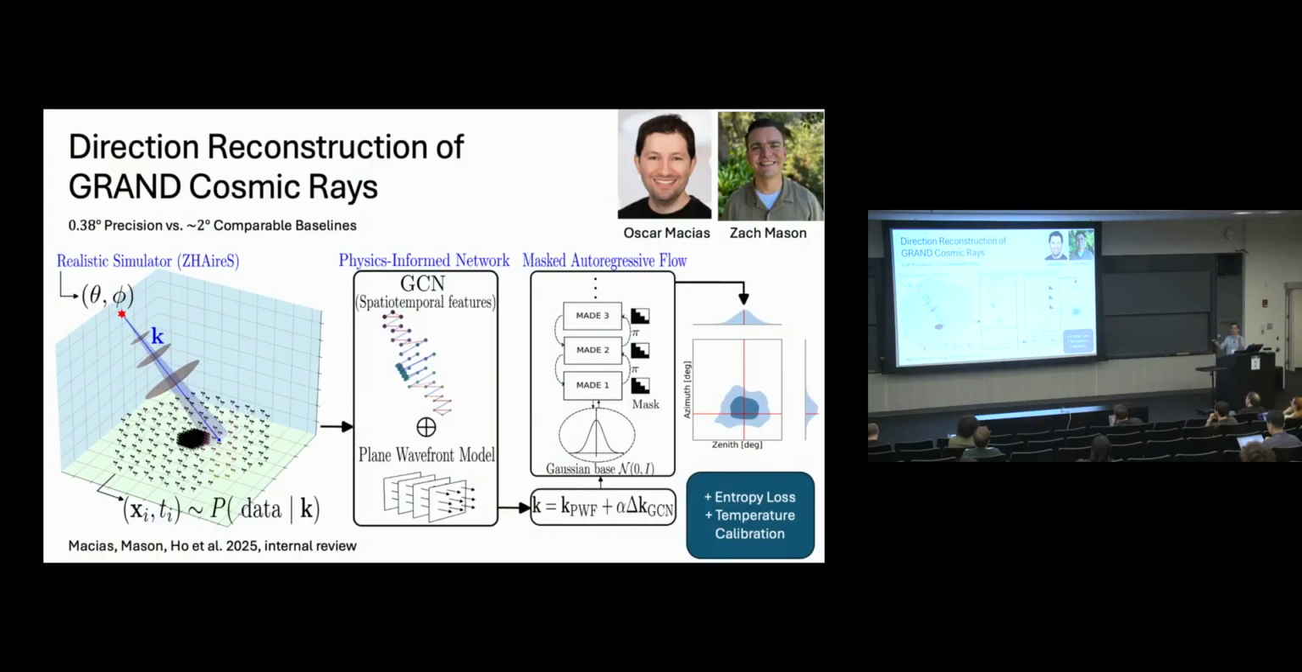Now, there's been a lot of applications of this code in the field, but I just wanted to highlight one because I know there are particle physicists in the room. So one work that we have coming up is through the GRAND collaboration, where we are trying to measure the angle of incidence of an ultra-high energy cosmic ray on the field of GRAND radio telescopes that are in China, right?